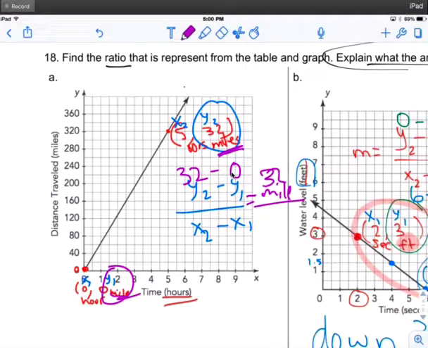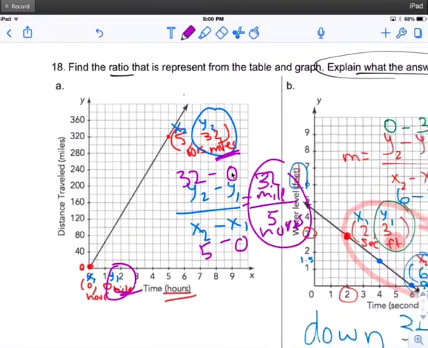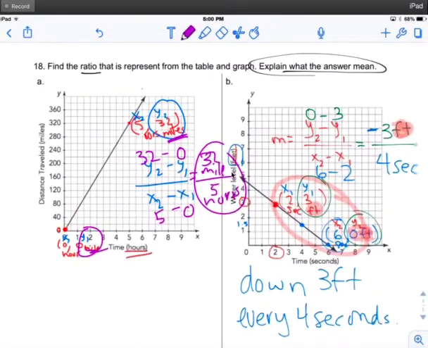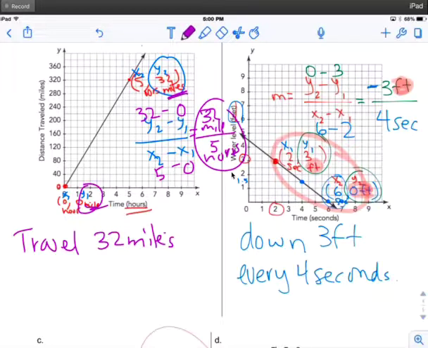Over x2, 5 - 0, 5 hours. 32/5 hours. Travel 32 miles for every 5 hours.